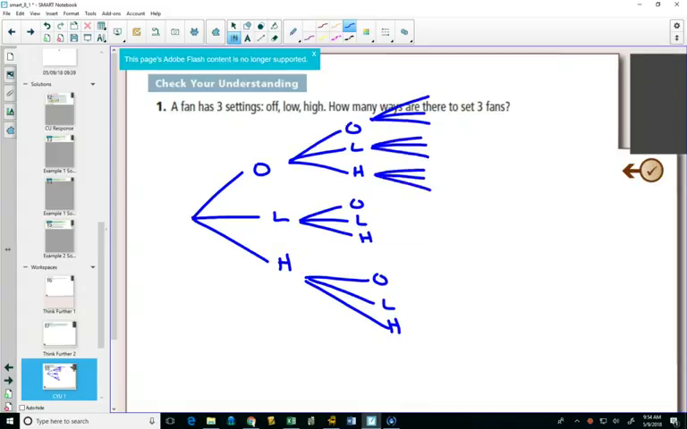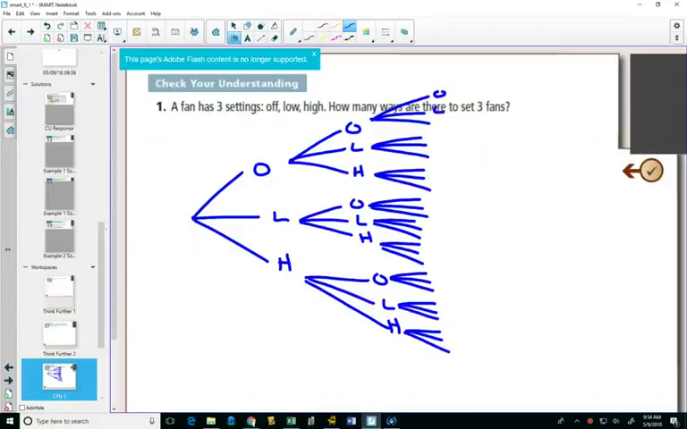and you can see this is where this method, when things get very big, gets a little bit tedious. Off, low, high, off, low, high, and so on for each branch. How many are there in total?